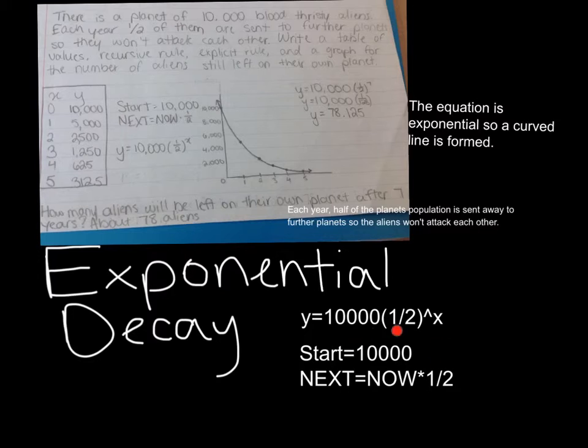The start value again is 10,000 because that is the number you start with, and because the equation is exponential, so is the graph. And so the question was, how many aliens will be left on their own planet after 7 years? So I plug in 7 for x. I do 1/2 to the 7th power, which is 1 over 2 to the 7th. Then I multiply that by 10,000, which gets me 78.125. So it'll be about 78 aliens left.